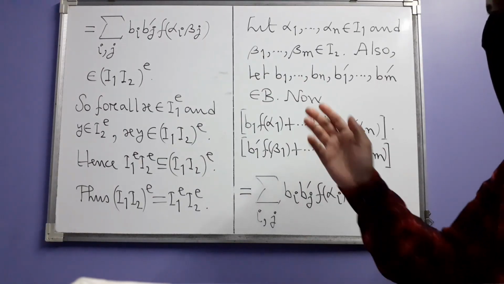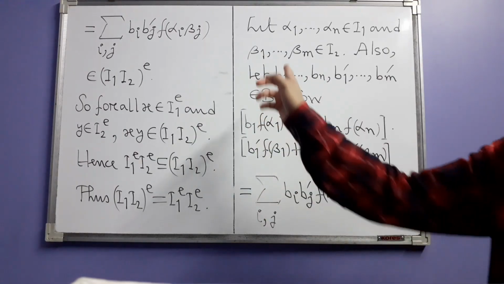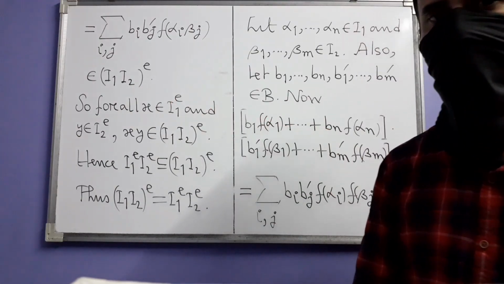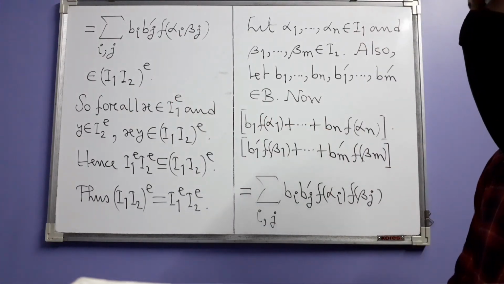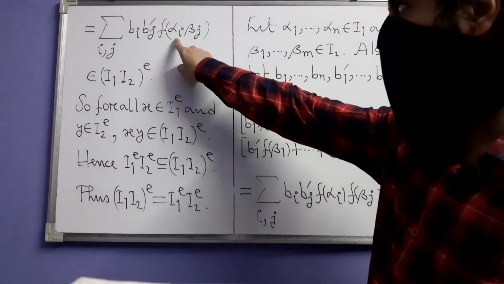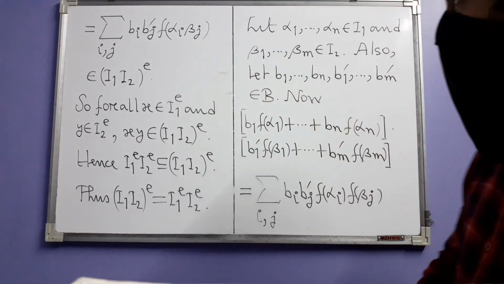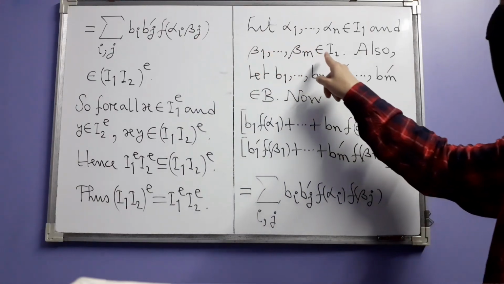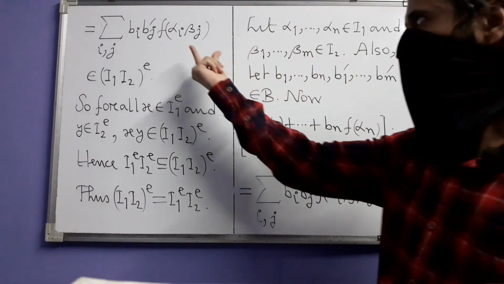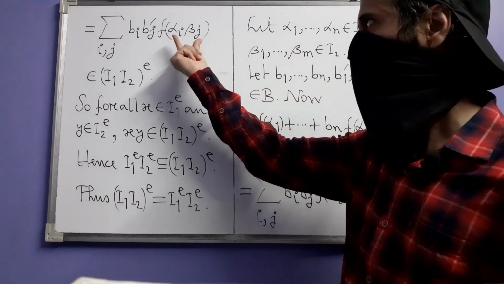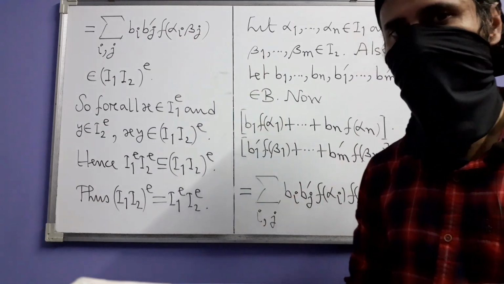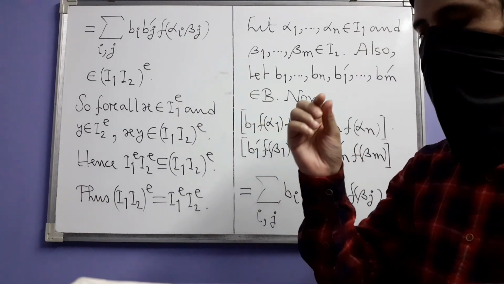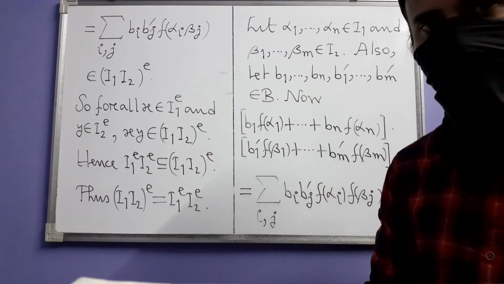And now comes this observation. Such a sum belongs to the extension of I1, I2. Why? Well, where are the alpha i's coming from? The alpha i's are coming from I1 and the beta j's are coming from I2. So what can you say about this product, alpha i beta j? That by the definition of the product of two ideals belongs to I1, I2.